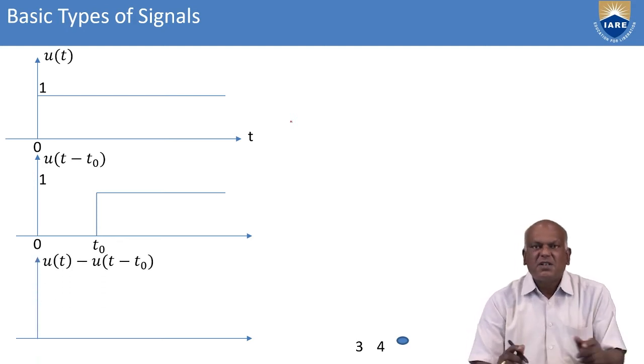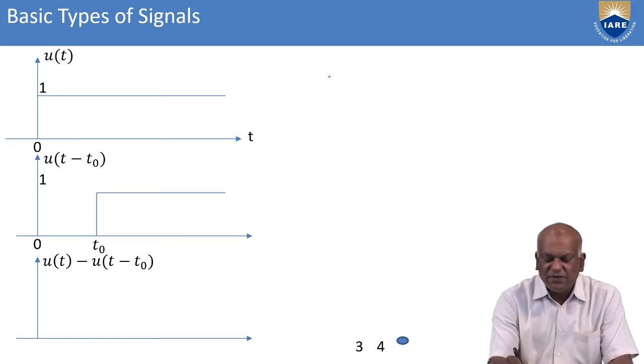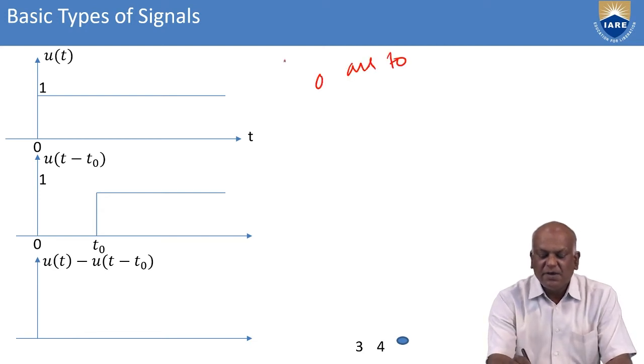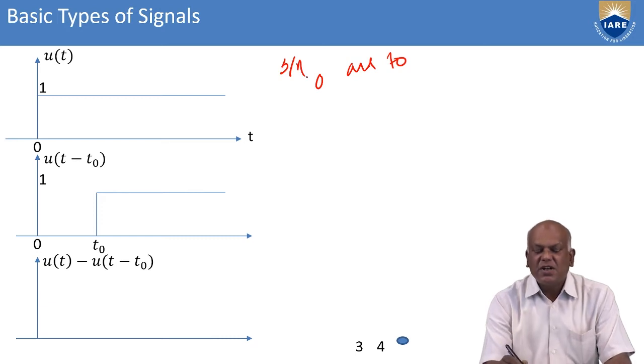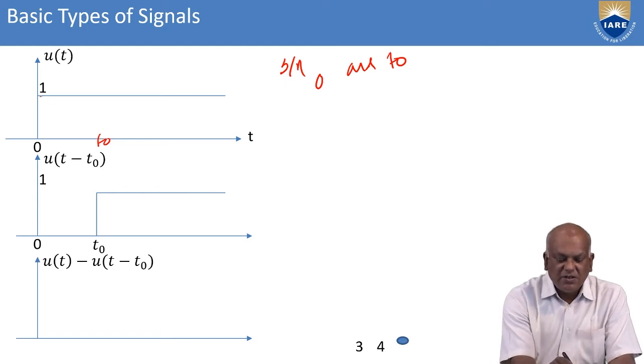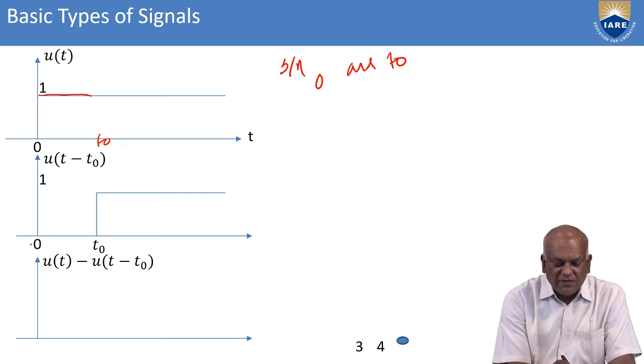Let us see. Suppose you see this expression u of t. Let us say I construct u of t minus t0. Suppose you see during the interval between 0 and t0, where t0 is some value, we observe that the u of t value is equal to 1, and the u of t minus t0 value is equal to 0.